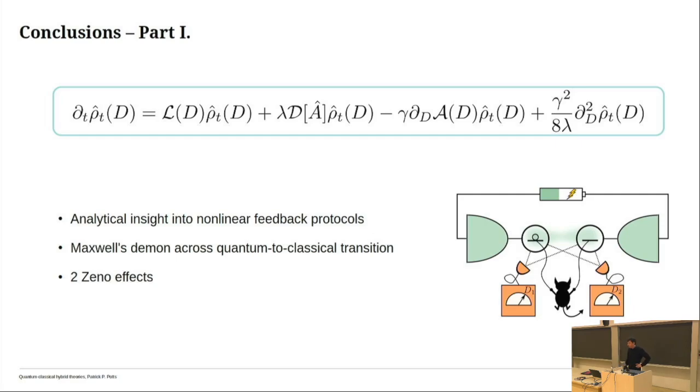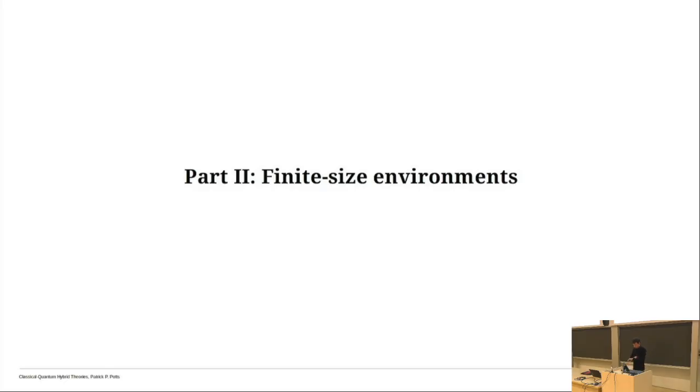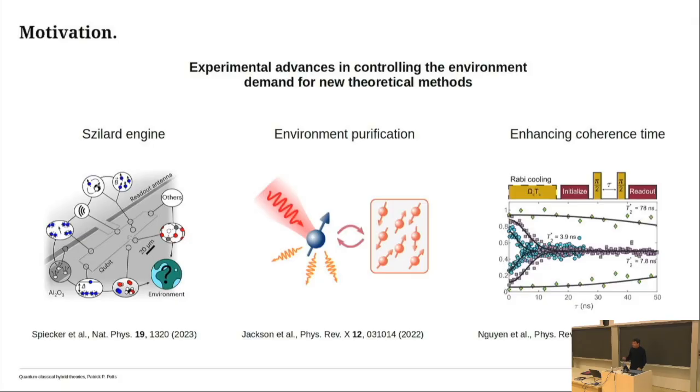Right, and this brings me to the second part of the talk, where I will talk about finite size environments that are being cooled down using a quantum system. And this is heavily motivated by experiments. So there have been a bunch of recent experiments where a small quantum system, in particular a qubit, was used to manipulate and purify or cool down its environment.